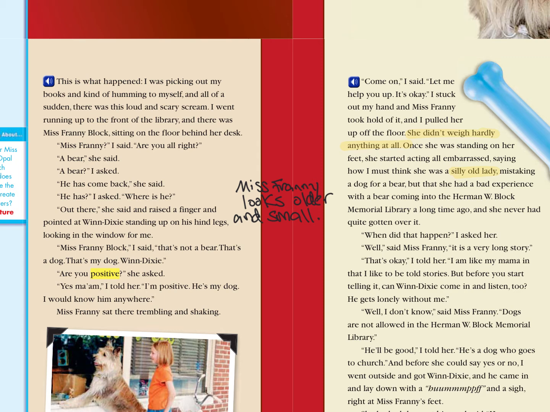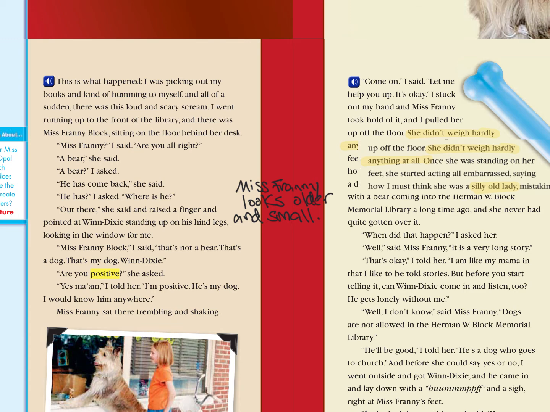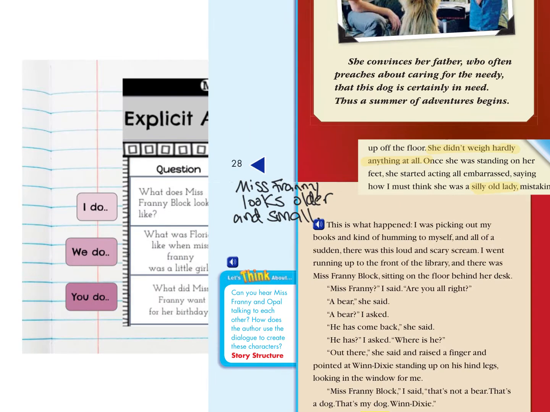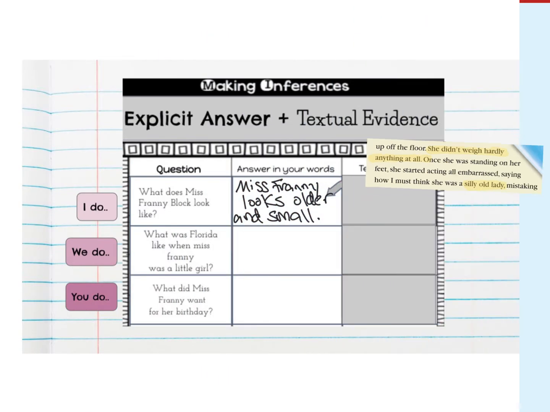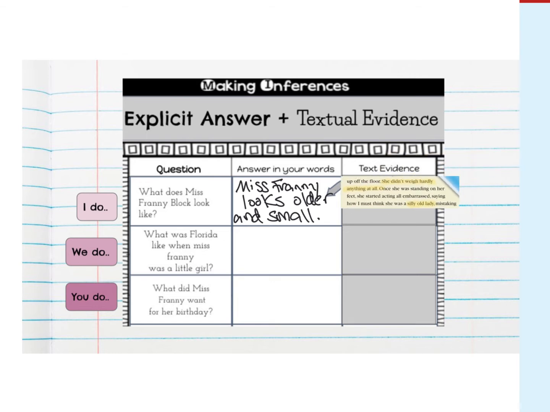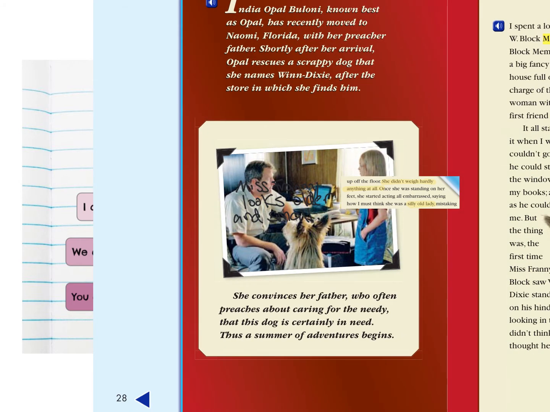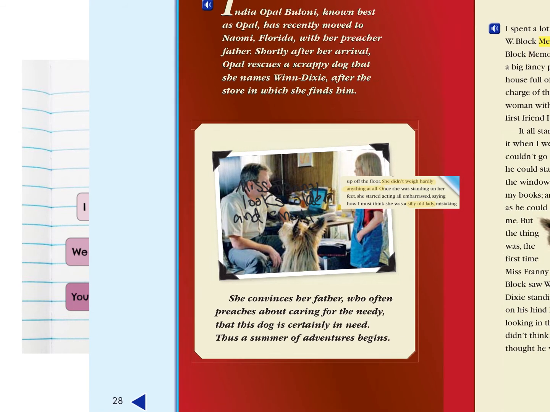Just because our time is short, I'm going to actually screenshot that. But if this were my small group practice, then I would simply write it. But just for this situation, I'm going to take a picture and place it there. So now let's move to our next question. What was Florida like when Miss Franny was a little girl? I'm going to go back to the text. I think I can find this right there in the text.